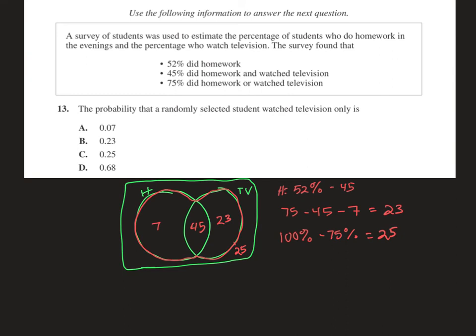Okay, now let's read what this said. Probability that a randomly selected student watched television only. And they wanted it as a probability, not a percent. So 23 is the number we got for the only TV part. So don't include the 45, because those guys did homework too. So 23, but remember that was a percent. So we just divide by 100 to get it back into a decimal like they want. So the answer would be B, 0.23. Alrighty, hope that helped.